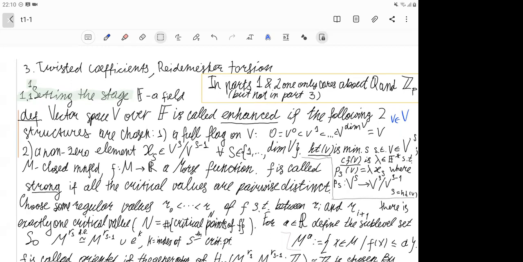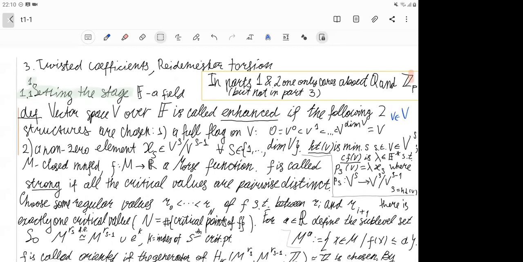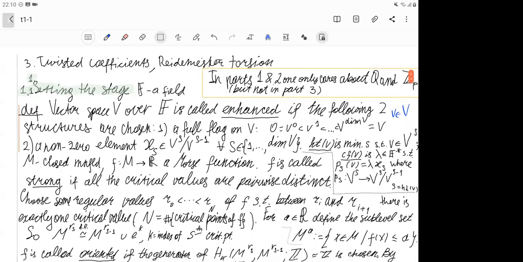So we have the usual good old theorem that M^{R_s} is homotopy equivalent to M^{R_{s-1}} plus a k-dimensional cell, where k is the index of the s-th critical point. Okay, so I hope this notation is clear. A bit many letters, but I hope it's okay.